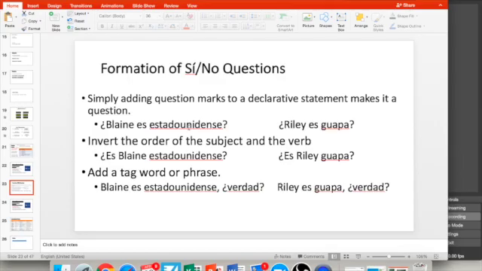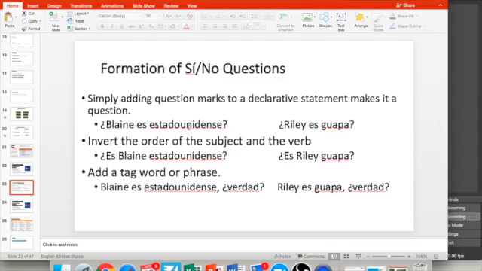So instead of saying subject first, Blaine es, we can switch it around and say es Blaine estadounidense. So we've just changed the order of the subject and the verb. So instead of Blaine is from the United States, literally, is Blaine from the United States? Es Blaine estadounidense, with question marks around it. Okay, and the third way you can turn a statement into a question in Spanish is just by adding the word verdad at the end, which means right. So, Blaine es estadounidense, verdad? Blaine's from the US, right?